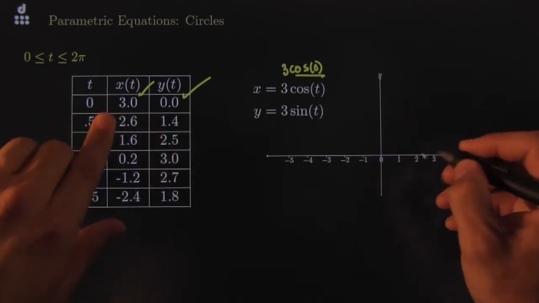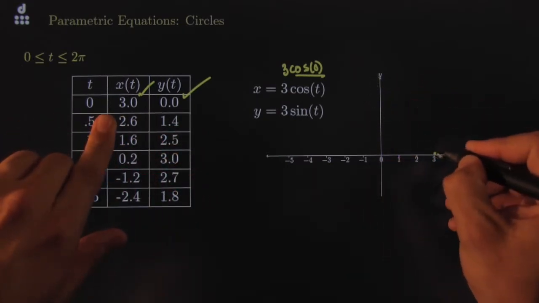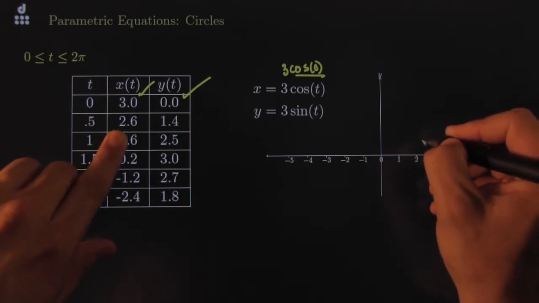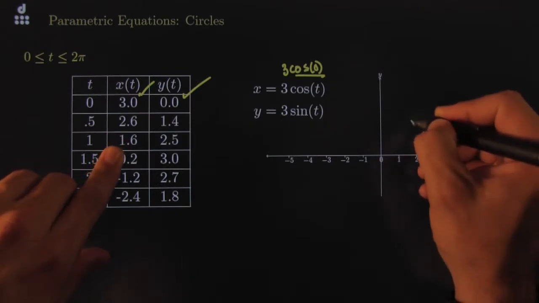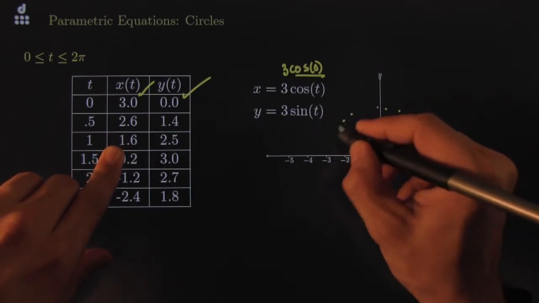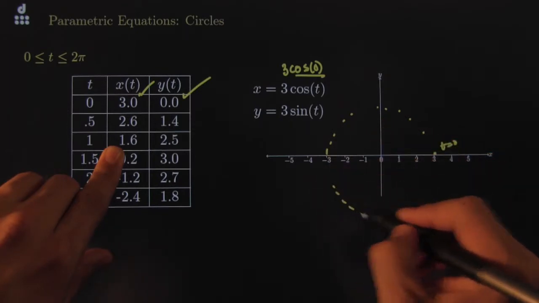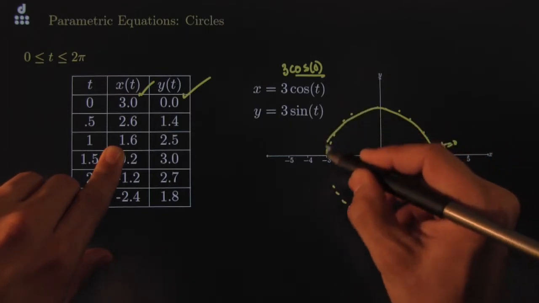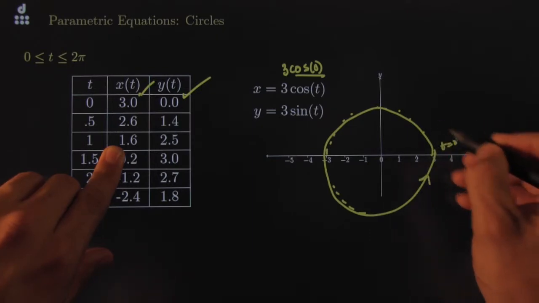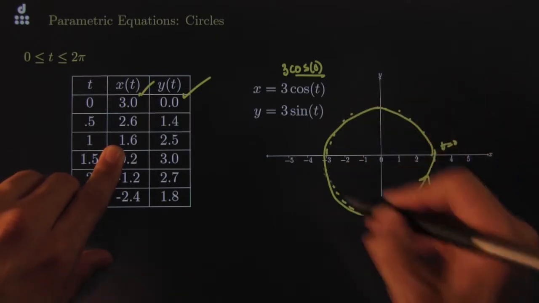You plot these points. At t equal to 0, you're here. When t is equal to 0.5, you're at 2.6, 1.4. Your y's are getting bigger. Your x's are getting smaller. You can see, of course, you're tracing a circle. And not only that, but you have the direction. As t increases, you go around and around.